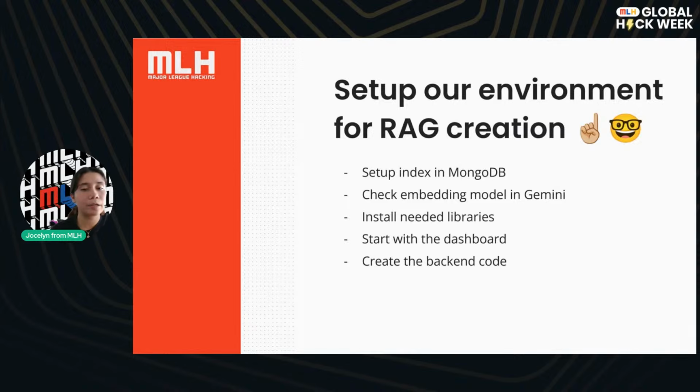The next thing that we're going to do is check the embedding model that we're going to be using in Gemini. Then we're going to be installing all of the needed libraries in Python that I'm going to be sending over on the chat. Then we're going to start with the dashboard that we're going to be building. And finally, we're going to create the backend code that we're going to be using.